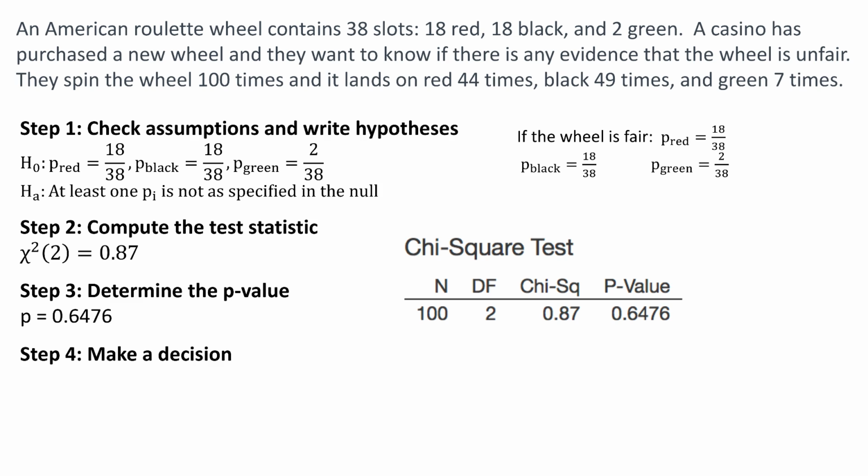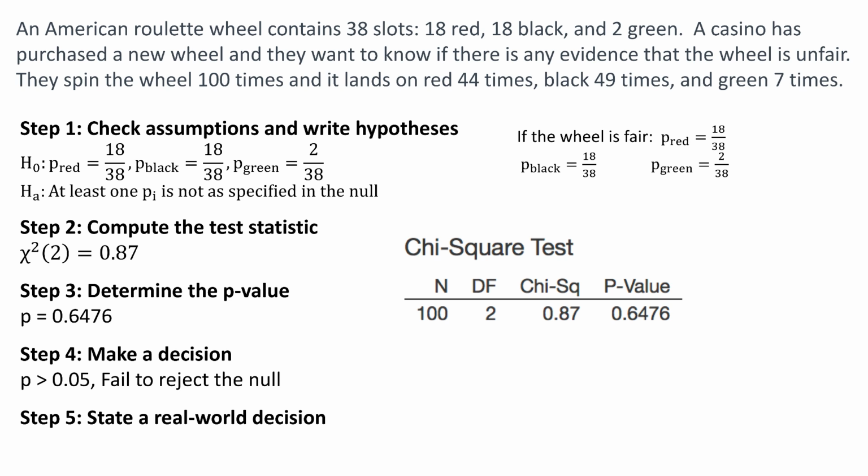Step 4, make a decision. Assuming a standard 0.05 alpha level, our p-value is greater than alpha, so we fail to reject the null. Step 5, state a real-world conclusion. We failed to reject the null, so there is not evidence that this roulette wheel is unfair. In other words, there is not evidence that any of the proportions in the population are different from those that we would expect, given a breakdown of 18, 18, and 2 for red, black, and green, respectively.